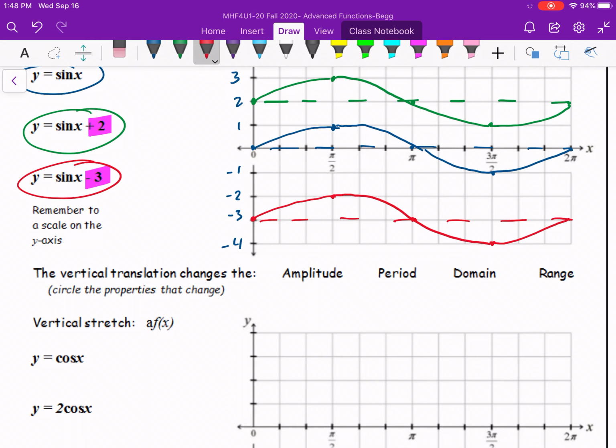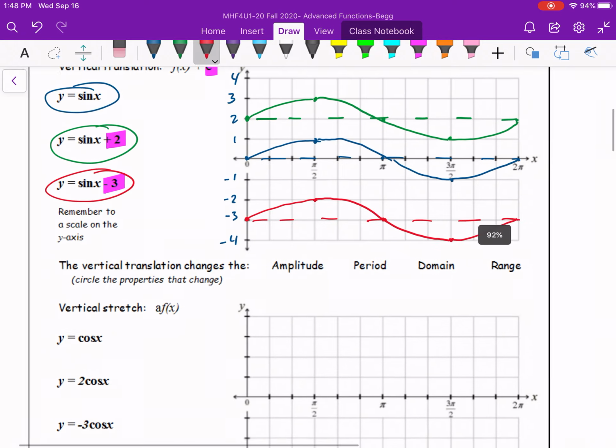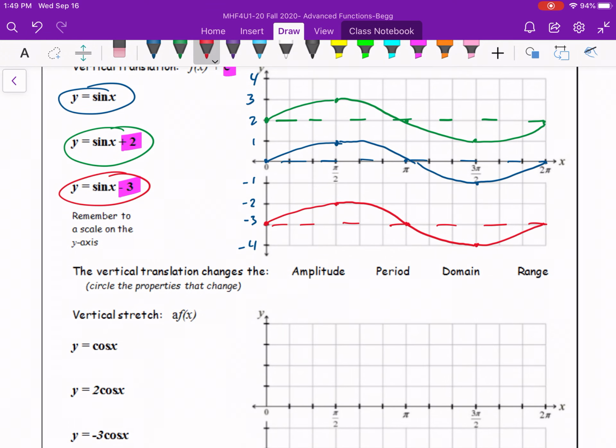The period hasn't changed either. That's the length of one cycle. It's 2 pi radians for all of them. Nothing's changed. Domain is the same. The domain is all real numbers. It goes on forever in both directions for all three of these. The range has changed. That is something that's different. So we can circle that, or let's highlight it. So the range has changed. And as I said, the horizontal axis, or the axis of the curve, has also changed. I'm going to add that on there.